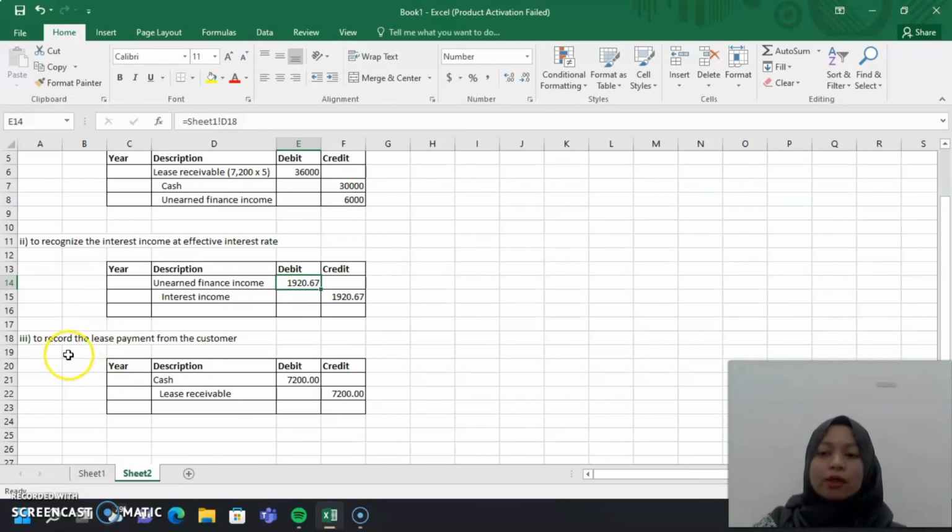Journal number 3, to record the lease payment from the customer. We must debit cash. The amount is 7,200 and credit lease receivable the same amount, 7,200.